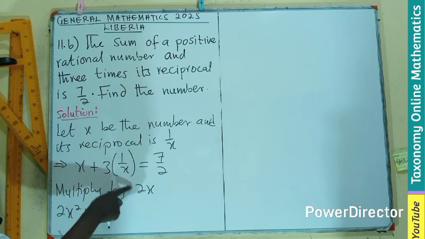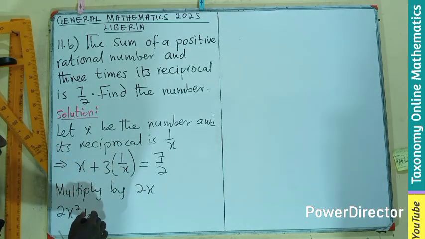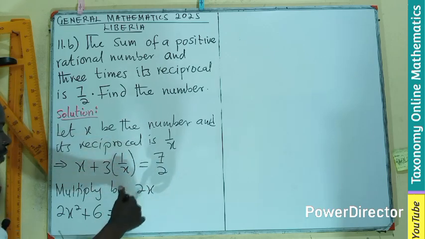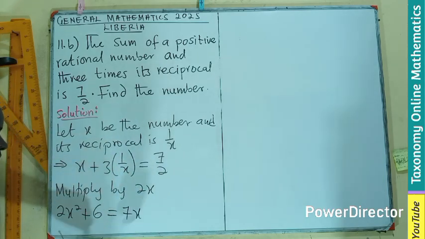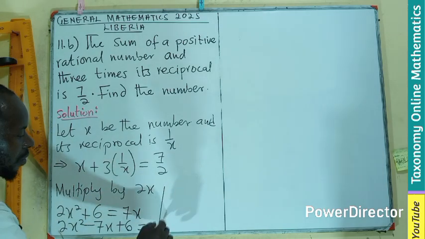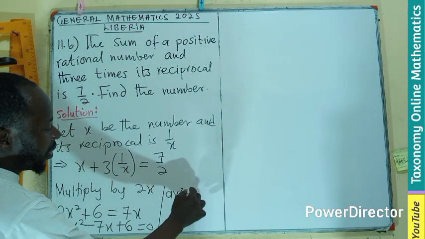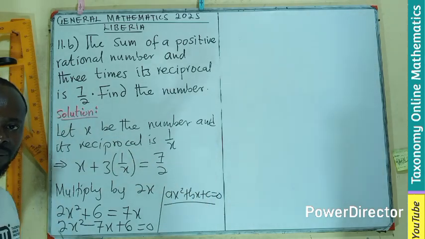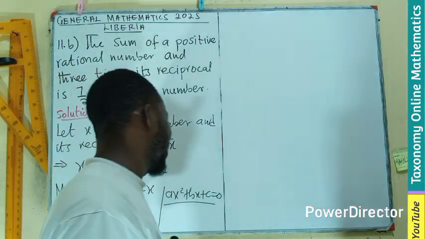So when 2x multiplies here, it gives you 2x squared, then plus 2x multiplied here, the x will cancel, 2 times this will give you 6 equals to, 2 will cancel, x will multiply, that will give you 7x. You can see from here we can easily get 2x squared minus 7x plus 6, leaving 0. Writing it in the form ax squared plus bx plus c equals 0 as a quadratic equation, we can easily solve that.